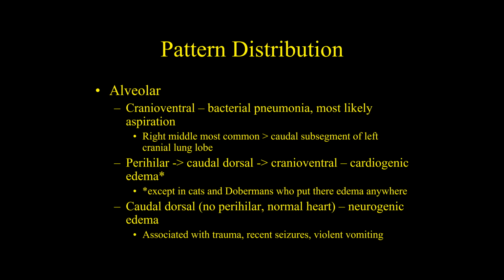And you will ask that when you get to heaven. But cats and Dobermans, you can understand it with cats, but Dobermans, I don't know. Cats and Dobermans have the right to put their cardiogenic edema anywhere they damn well please. So cardiogenic edema can be ventral, dorsal, anywhere they want in a cat and a Doberman.